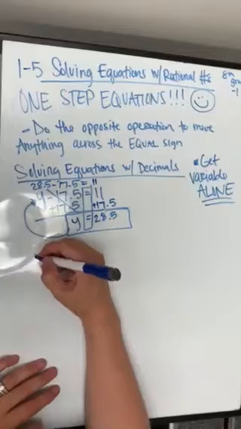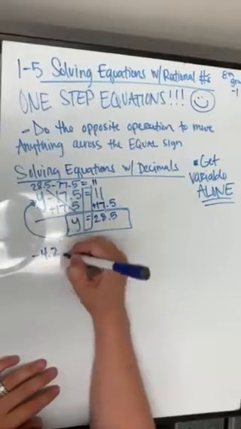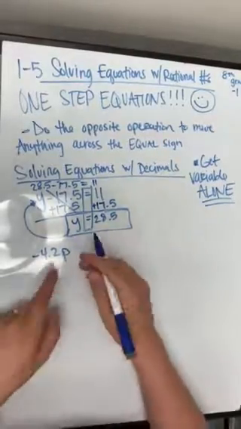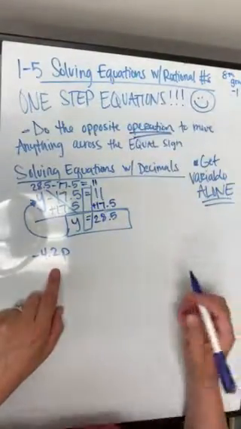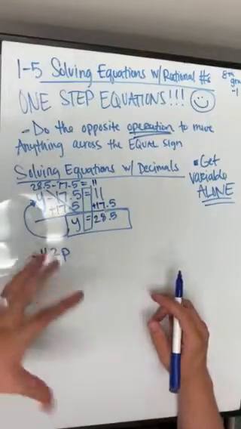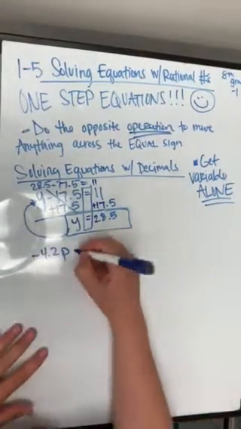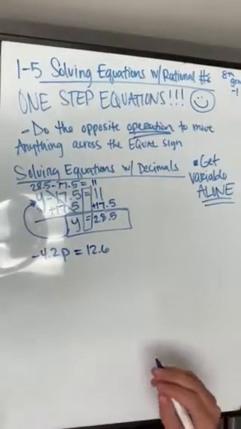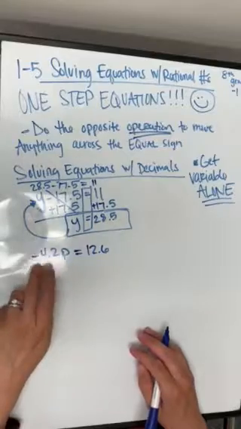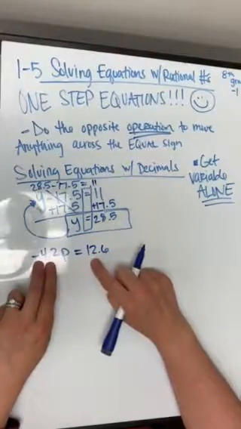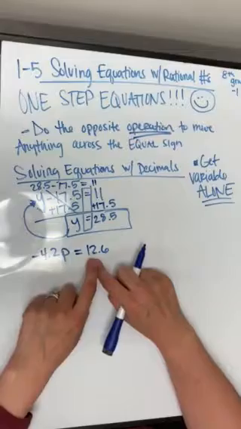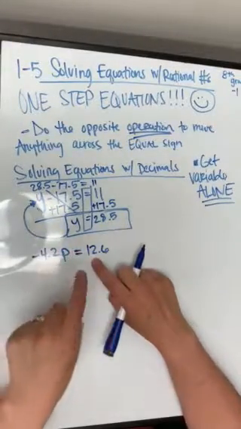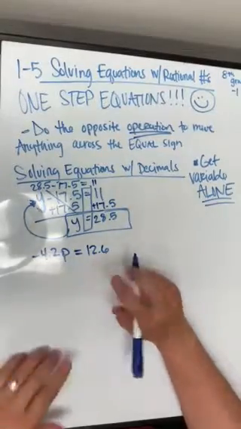Let's do another one. Let's do negative 4.2p. Now it's right next to your variable, so we know that the operation that's happening is multiplying, okay? So to get rid of it, we have to do the opposite, which would be divide. And it's equal to 12.6. So something that's interesting is you guys will notice you have a negative right here. Over here we have a positive. So in order to get a positive, you would have to multiply it by another negative. You see what I mean? So we know that this number is going to be negative.